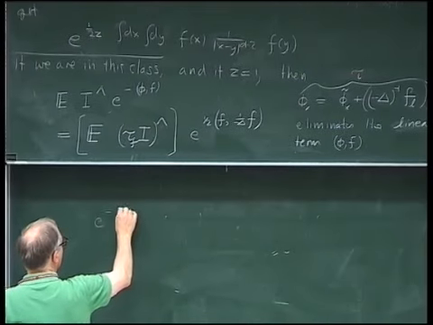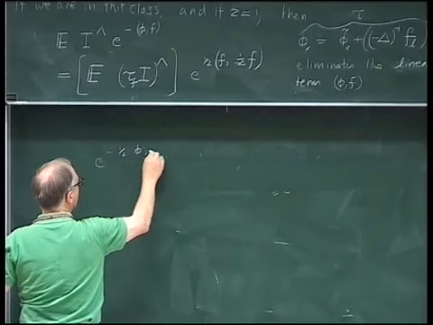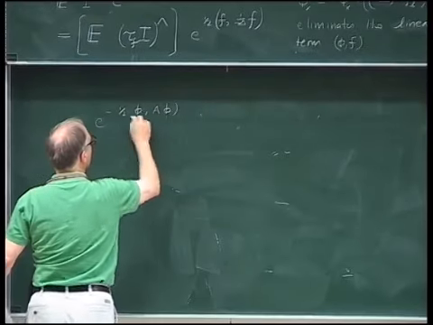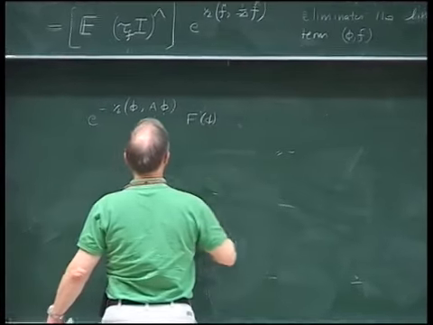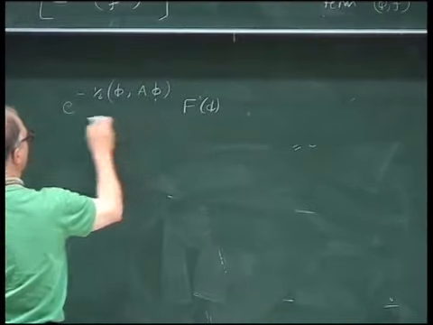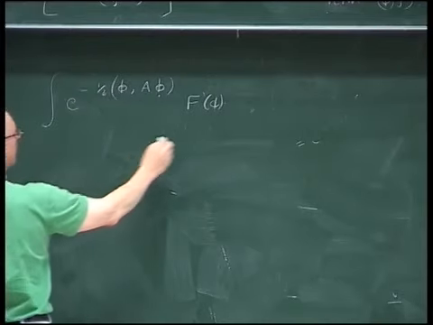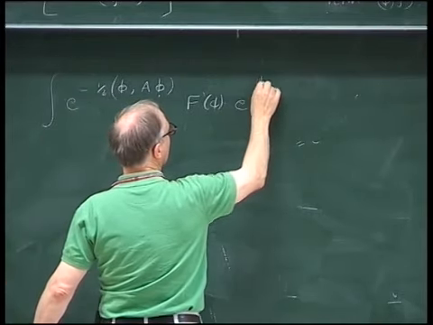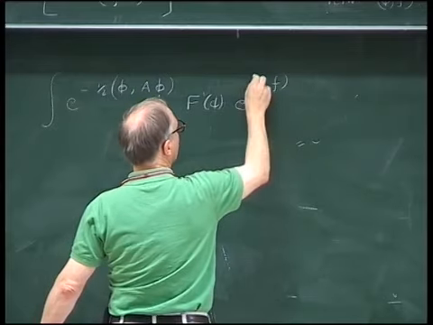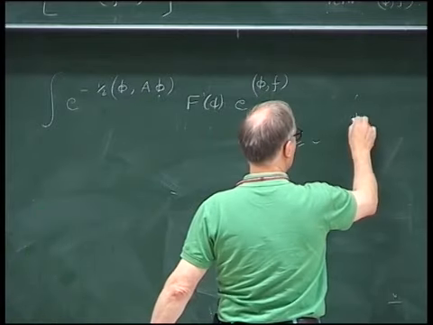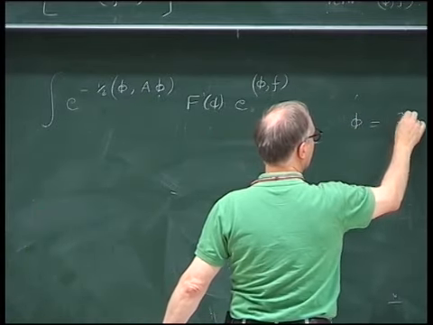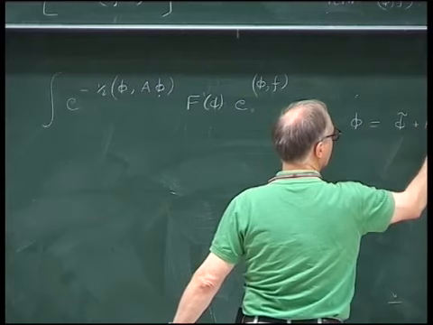E to the minus 1/2 phi. Let's just put a phi there for a second. Then you have some function of phi, which is this I to the lambda. And you have this e to the phi f, right? So I write phi is equal to phi tilde plus a inverse times f.